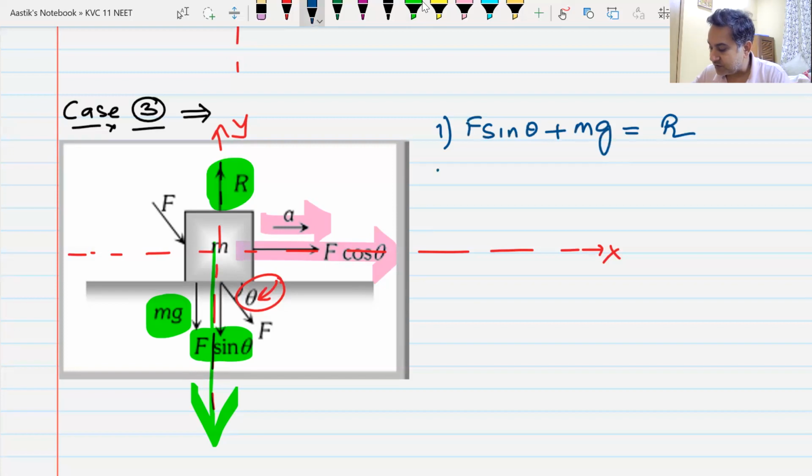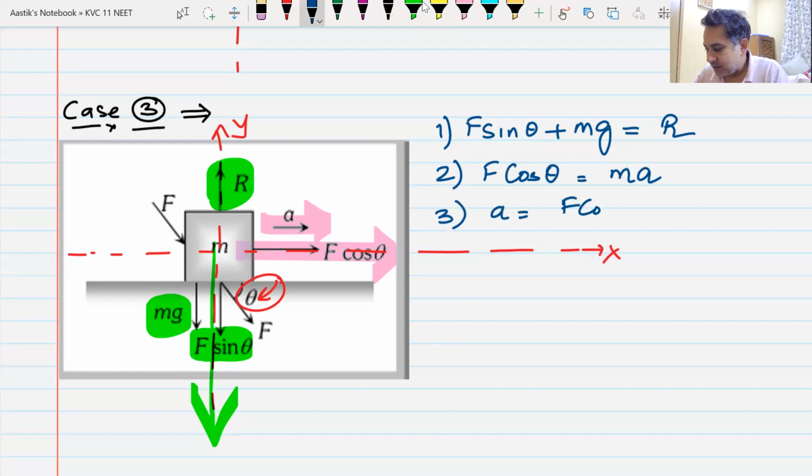Can you tell me the equation number 2 along x-axis? F cos theta equals ma. Well done. That is the answer. So from here you can get the value of a, F cos theta divided by m. Well done. That is the correct answer.